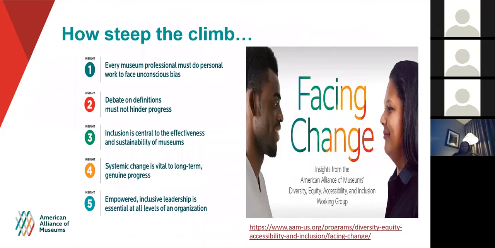So the first insight was around our personal development, around unconscious bias as individuals. The second insight calls into question something we all know we face, debates on definitions, completely stalling progress. The third insight reiterated that inclusion is central to our effectiveness and sustainability. The fourth insight is that we need to talk systematic change. There are institutional, some intentional, many unintentional barriers that hinder genuine progress. And last, and certainly not least, is that empowered, inclusive leadership is essential at all levels of the organization.